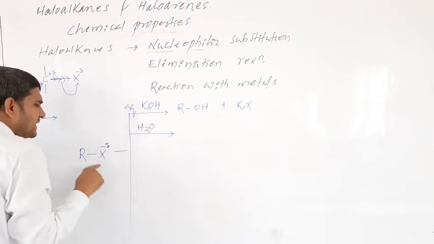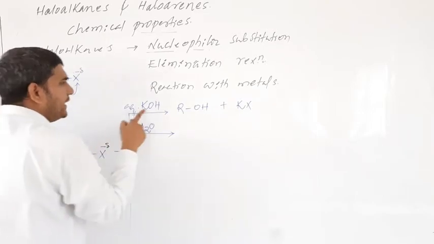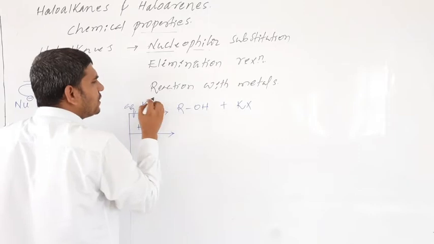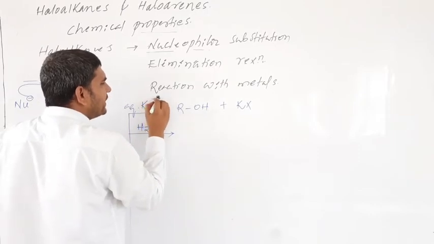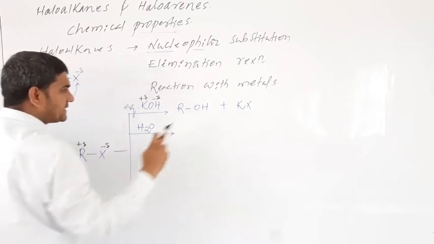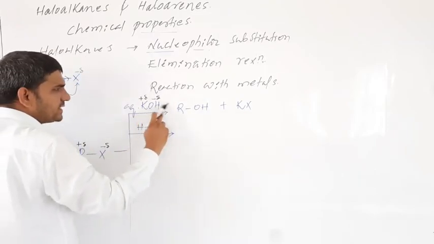How to write? You know, this is R plus and X minus. Try to create ions over here also. How to write ions? OH minus and K plus. K plus combined with X minus to form what? KX. And R plus combined with OH minus to form what?